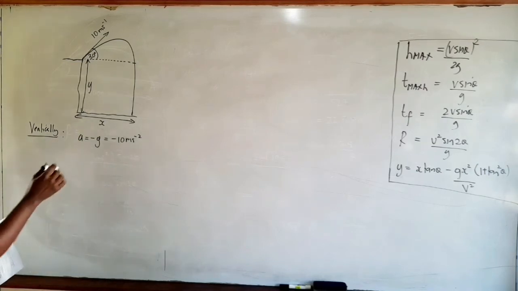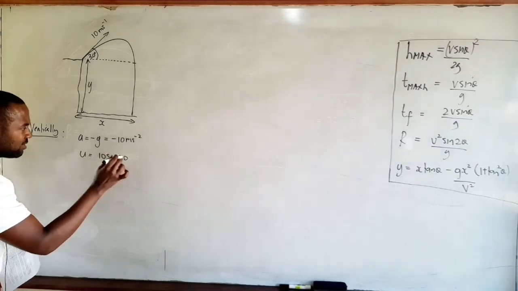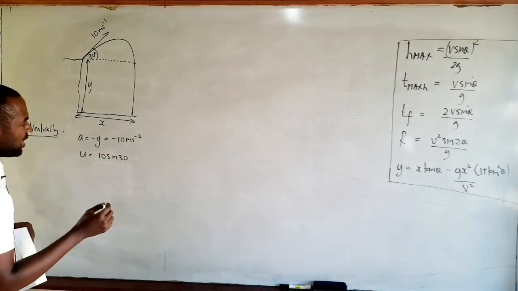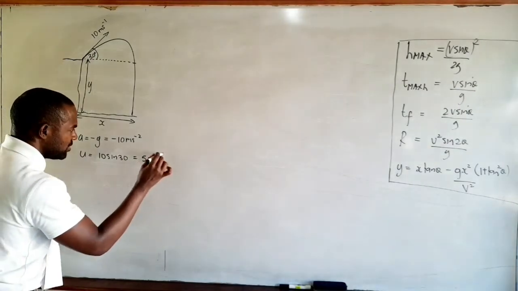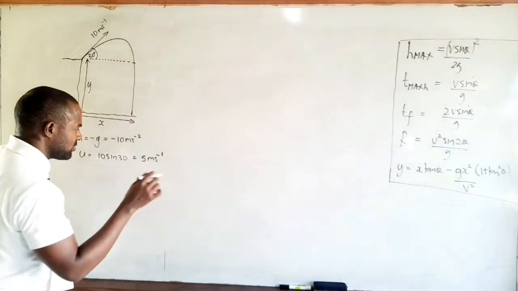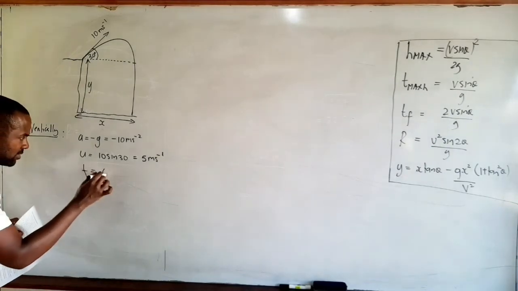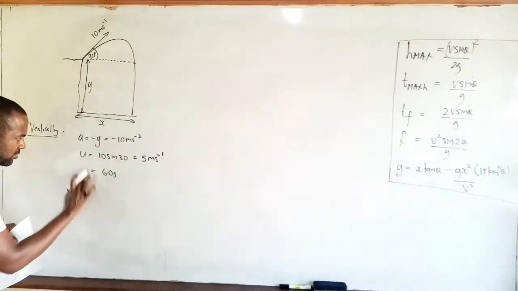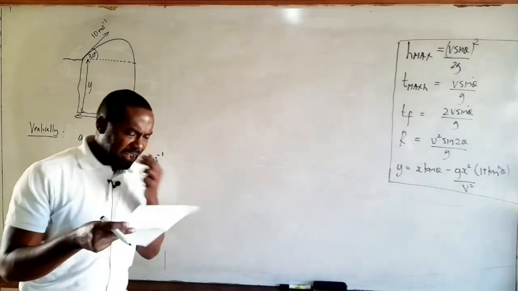The initial velocity u would be equal to 10 sine 30 degrees, and sine of 30 is equal to a half, so this is equal to 5 meters per second. So the initial vertical velocity is 5 meters per second. And of course, you're given a time of 6 seconds. So t equals 6.0 seconds. And we're asked to find the height of the cliff.